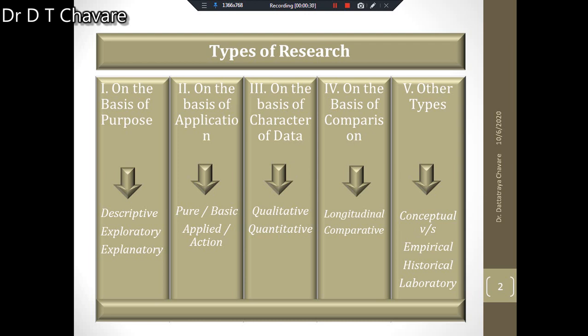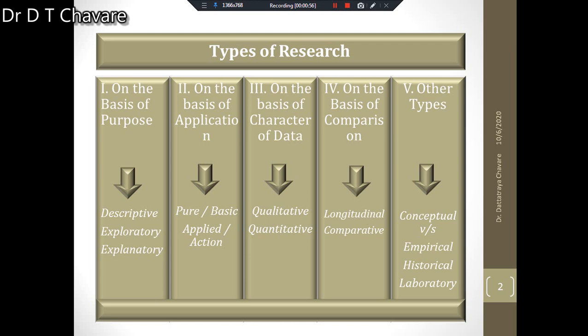The first type is on the basis of purpose. How is research classified on the basis of purpose? In this type, different types of research are conducted. First, descriptive, second, exploratory, and third, explanatory. This is the first type.